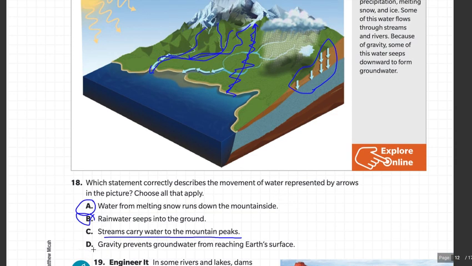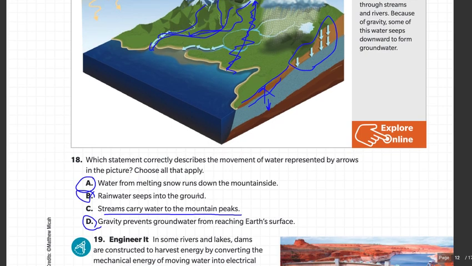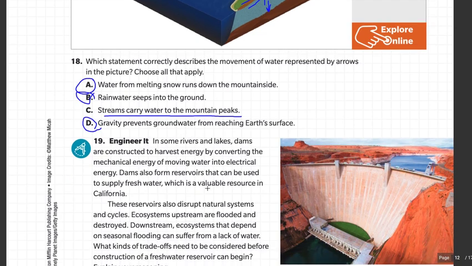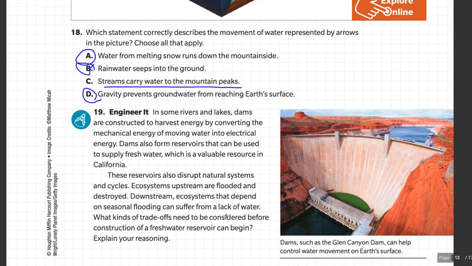Oh, no, sorry. This one is true: gravity prevents groundwater from reaching Earth's surface. The surface would be the top, and the groundwater would be the water down here. Gravity continues to pull that water down. That's why you don't just have water popping up all the time. It does actually, we call these seeps or springs, but you only see it in certain places because gravity is preventing that. Other things have to come into play in order for that to happen.